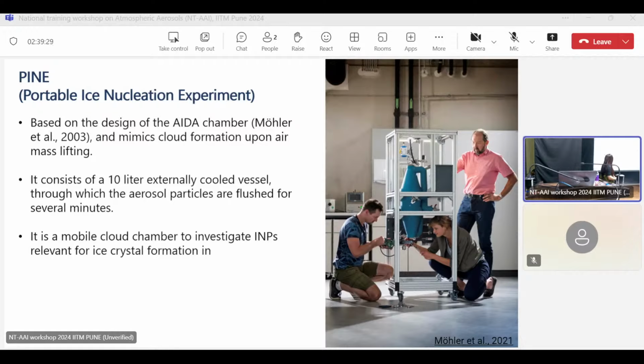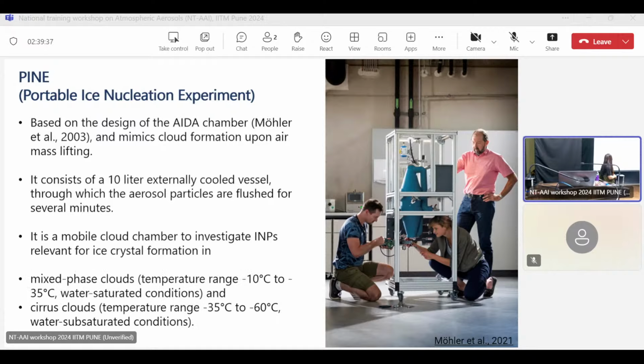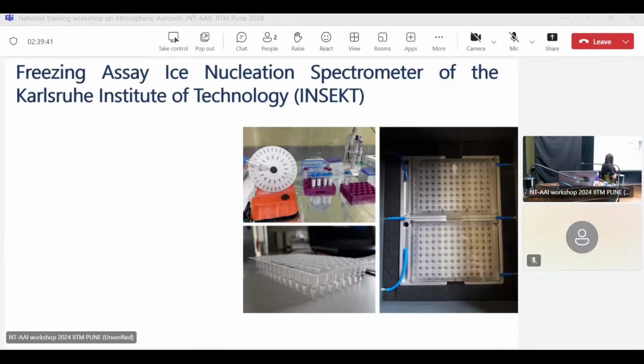So it consists of a 10-liter externally cooled vessel, you can see in the picture. And it is a mobile cloud chamber to investigate INPs relevant to ice crystal formation in mixed phase clouds as well as cirrus clouds. Another is freezing assay ice nucleation spectrometer of the Carlson Institute of Technology. And in this, you can see they do immersion freezing mode.